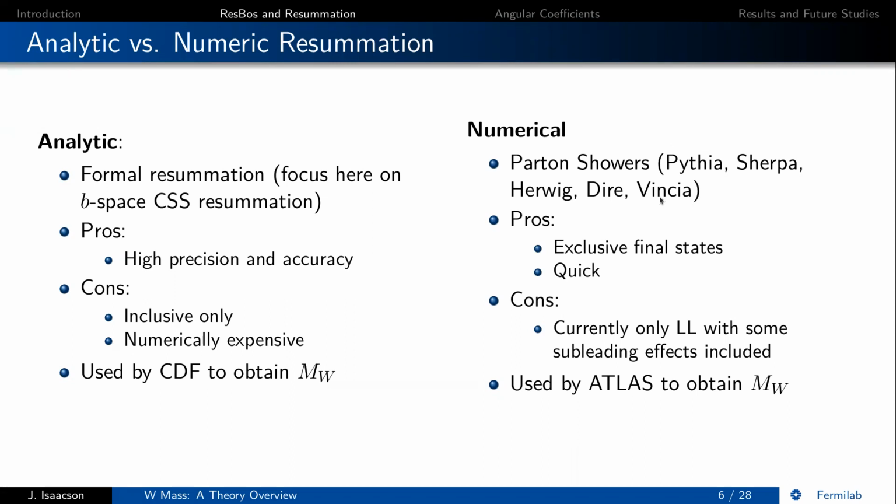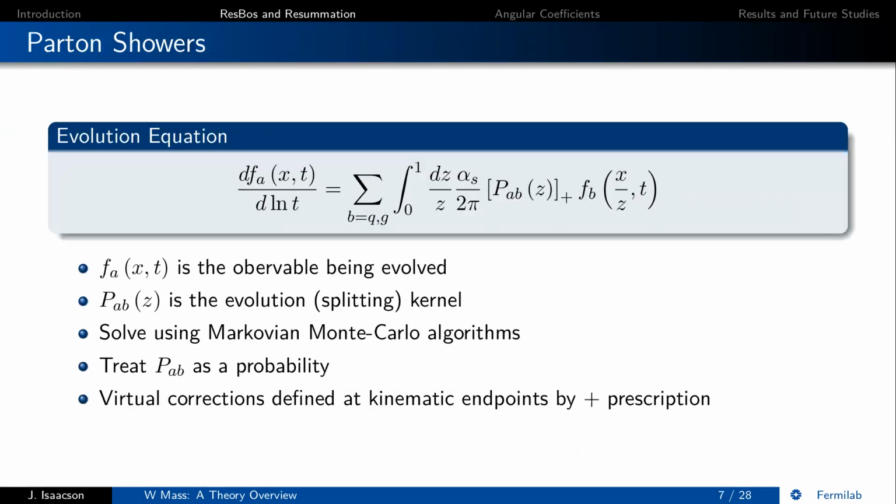And so just to summarize how the numerical ones work before I really go into the details of the analytic approach. When you do a parton shower, the idea is that you have some observable that is evaluated at some scale, and you want to evolve this to a different scale. You can do this by taking the splitting kernels, running them, and convoluting with the splitting function at a different scale. And so you can actually then run this evolution.